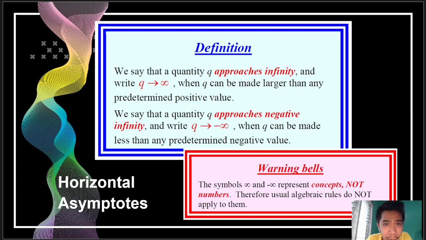So as we mentioned already a while ago, that symbols positive and negative infinity are representing only concepts. They do not represent numbers. So therefore, usual algebraic rules do not apply to them. So just like infinity minus infinity, that does not apply to them because they are just concept. If we encountered infinity minus infinity, then that would be one form of indeterminate forms.